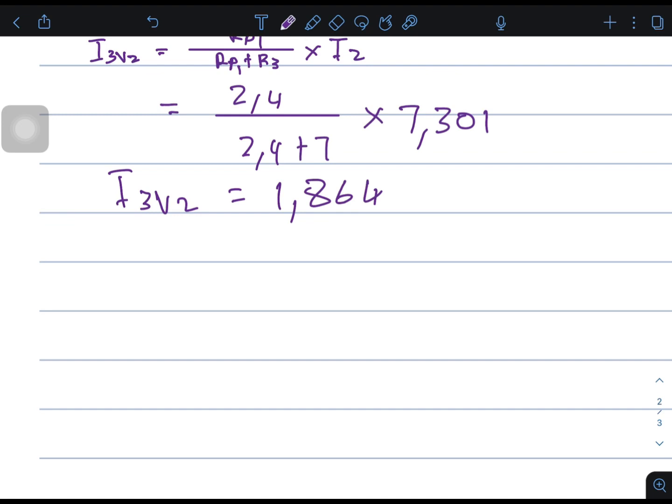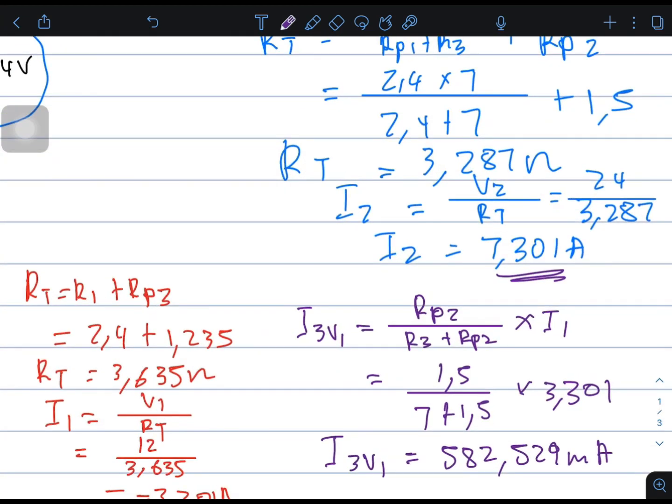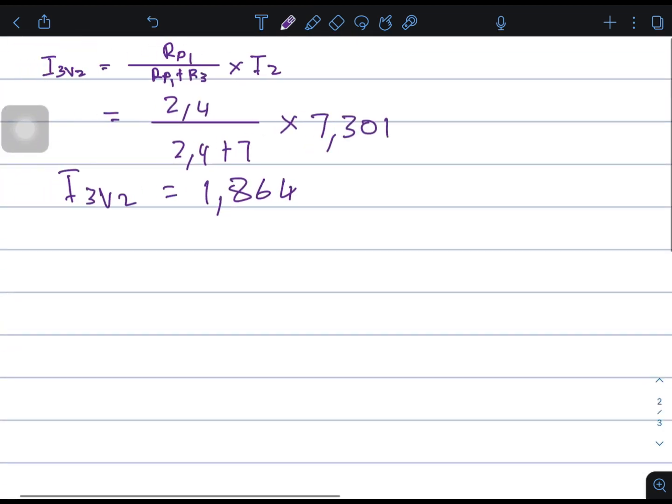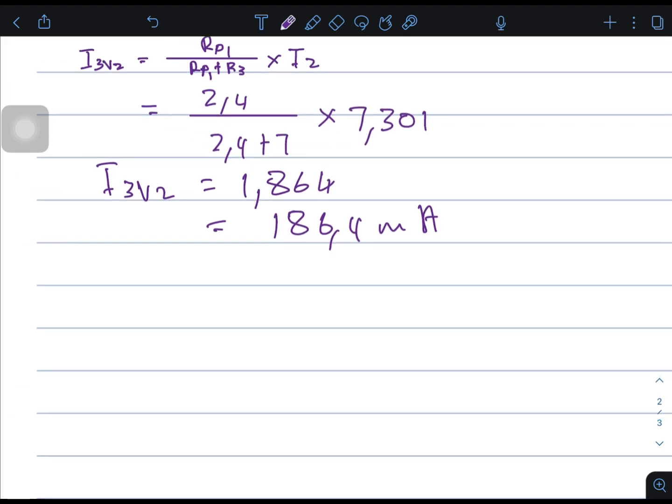Which is 1.864 amps. Let us put that in milliamps, since I placed the first current in milliamps. So we multiply it by 1,000: 1.864 times 1,000 is 1864 milliamps. Now we have found how much current is contributed by V1 and how much by V2.